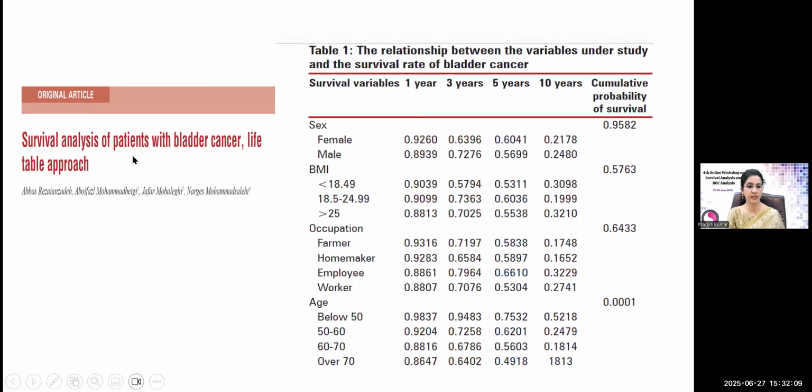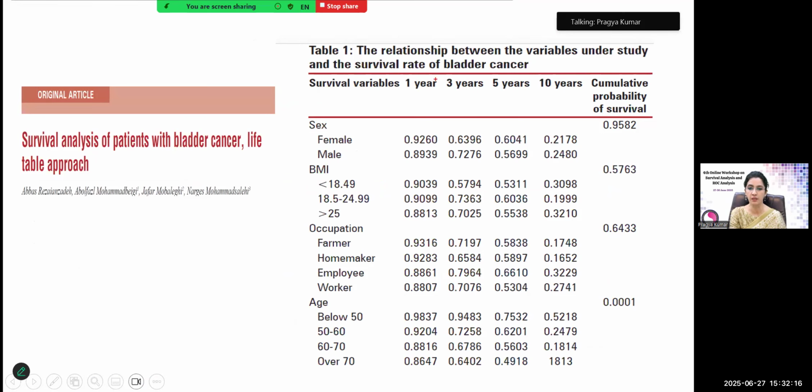This is again a survival analysis. Here they have calculated the 1, 3 and 5 year survival. This you get in JAMOVI. It is not a life table. Rather, they calculate it at 1, 3, 5 and 10 years, so not at a particular time point when the event happened.